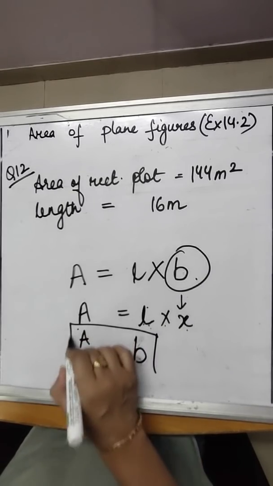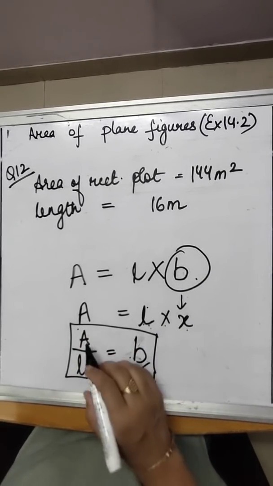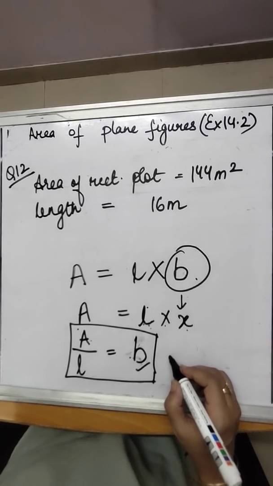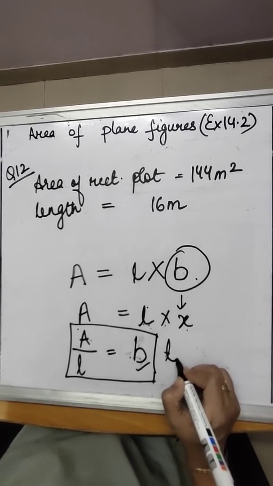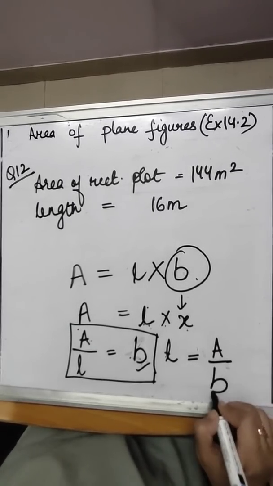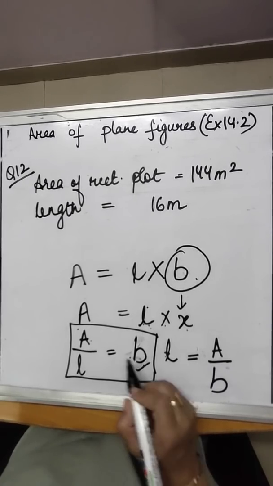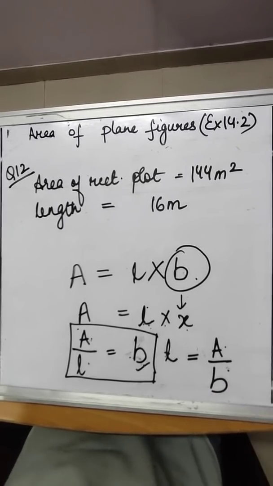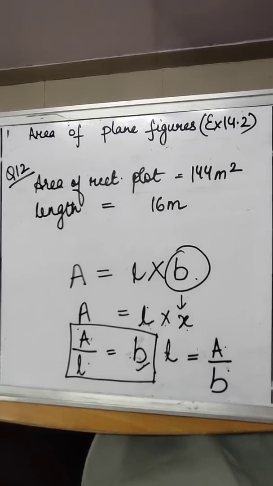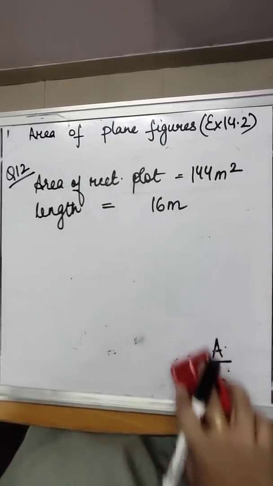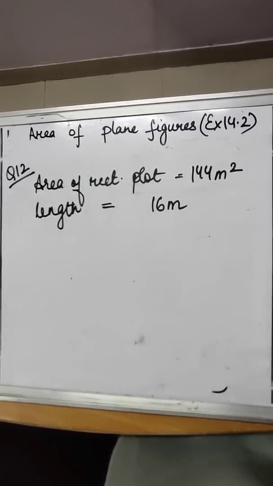So what we can say, that if I have to find out breadth when length and area is given, it will be area upon length. Similarly, can we do this also? That if I have to find out length, then what will be the value of length? Length will be area upon breadth. So to find out breadth, we divide area by length, and to find out length, we divide area by breadth. So here in this question, we have length, we have the area of the plot, so we can find out the breadth, and this is the first part of the question that you have to find out. So let's first find out breadth.